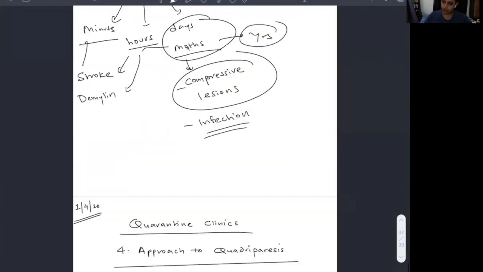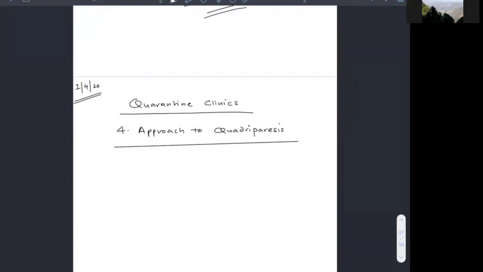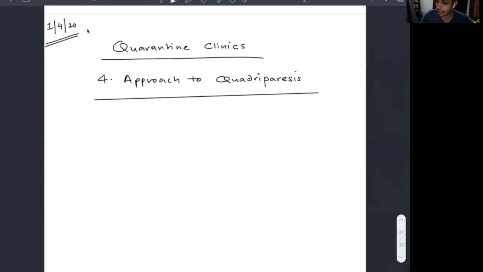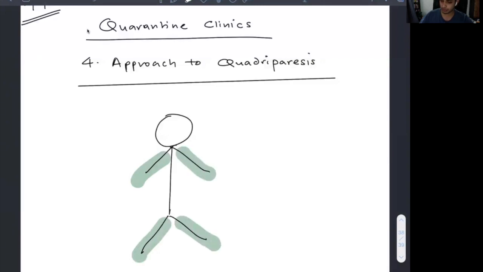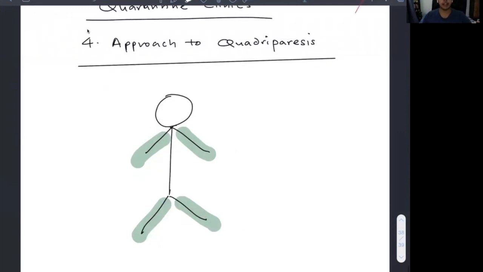Now, today we will speak about quadriparesis. In quadriparesis, what we are basically talking about is that a patient will come to you with weakness of all four limbs. Now, this can present in multiple ways, which is what today's lecture is going to be about.